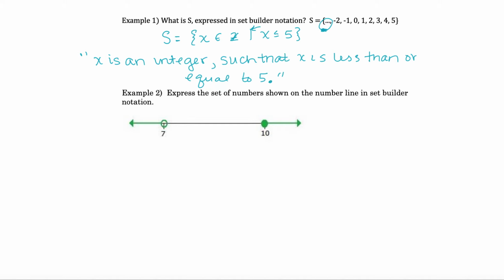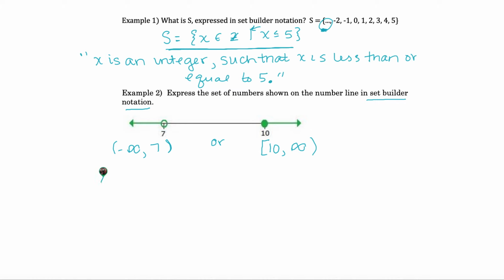Express the set of numbers shown on the number line in set builder notation. So set builder notation. We want to write it just as we did before in set builder notation, except I'm given the number line to review. So noticing on my green line here, I'm going from negative infinity to 7, and 7 is excluded. I'm skipping over some stuff, so or, and now I'm starting back at 10, and I'm also going to positive infinity. So I've written it in interval notation, but it's asking for us to write it in set builder notation.